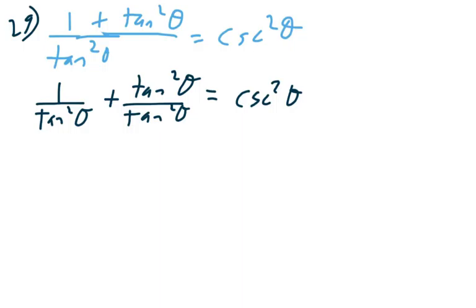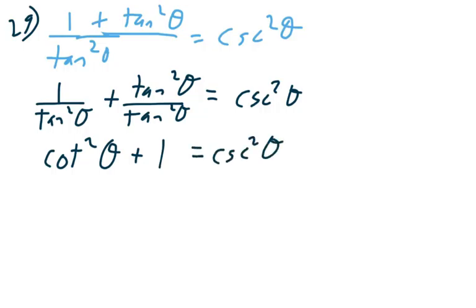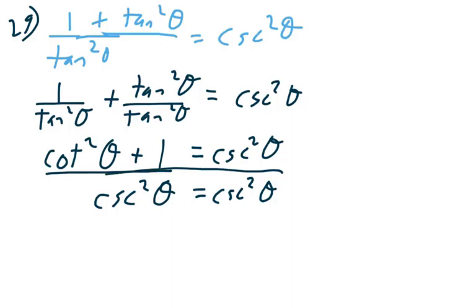1 over tangent squared is the same thing as cotangent squared. Tangent squared divided by tangent squared is 1, equals cosecant squared theta. Cotangent squared plus 1 is one of those Pythagorean identities that turns out to be the same thing as cosecant squared. And therefore we get cosecant squared equals cosecant squared.